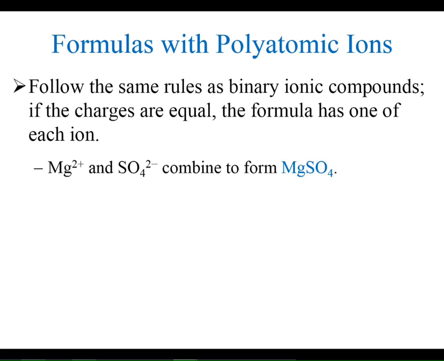So find magnesium. What number is it? Number 12. It's in group 2, which means it's 2 plus. Sulfate, you just memorized, is 2 negative. So that balances out. A 2 plus balances out a 2 negative. No problem, right?